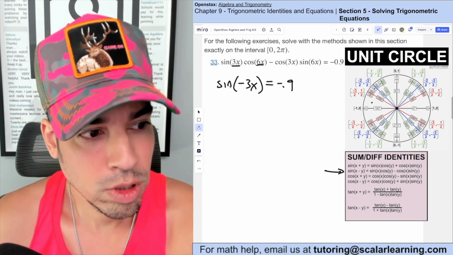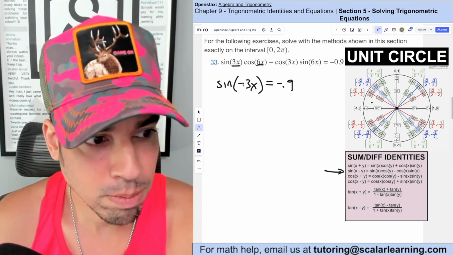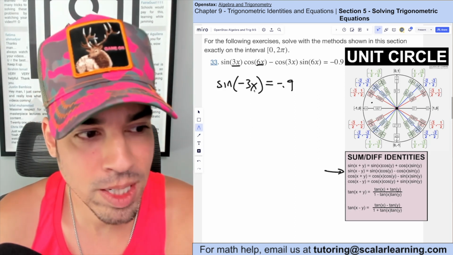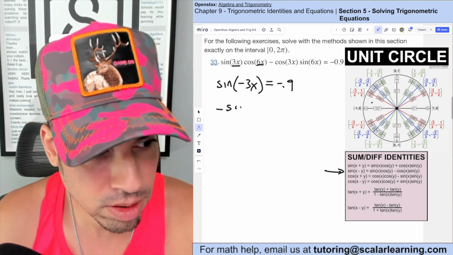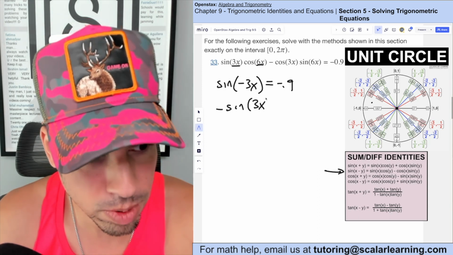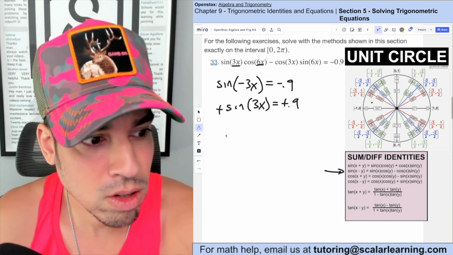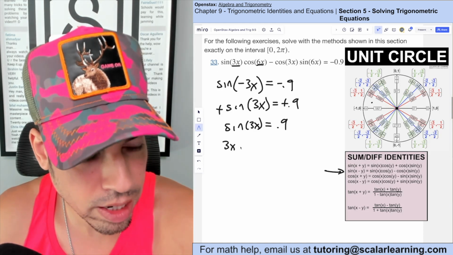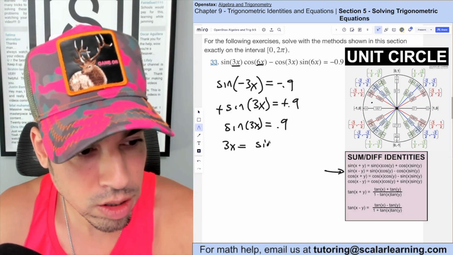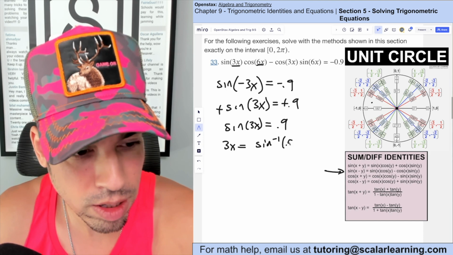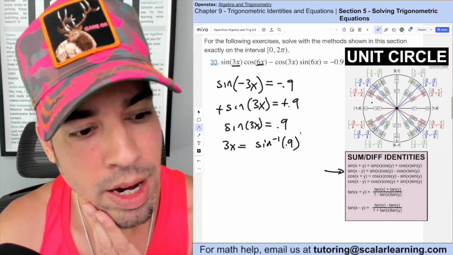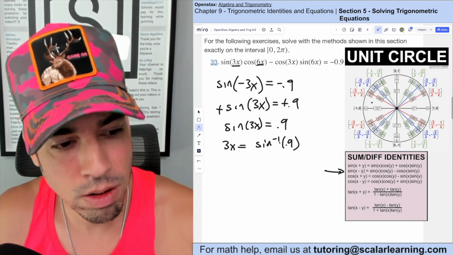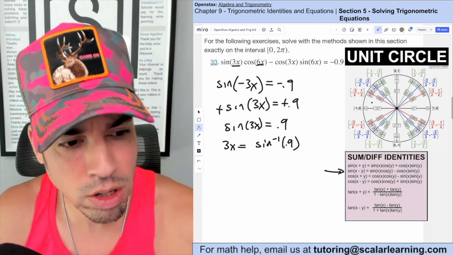The other thing I can do is, because sine is an odd function, I can basically say sine of a negative argument is the same thing as negative sine of that positive argument. This means the negatives cancel out like so. Then what I can do is I can take arc sine of both sides. I can say 3x equals arc sine of 0.9. Okay. So here we have our first example of one of the potential solutions, arc sine of 0.9.